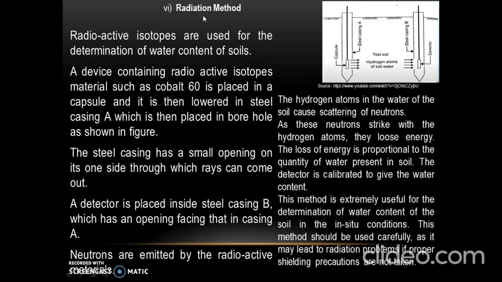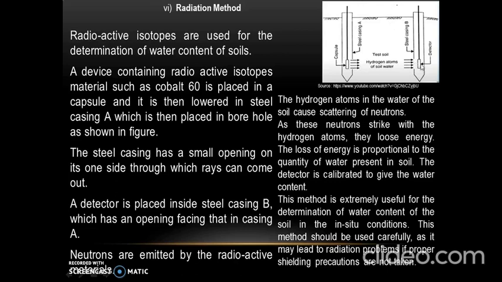Next is radiation method. In this method, radioactive isotopes are used for finding water content of soil. A device which contains radioactive isotope material such as cobalt-60 is placed in a capsule and is then lowered into the steel casing A, which is shown in this figure, and then this setup is placed in the bore hole. Here there is an opening in the steel casing through which rays would come out.